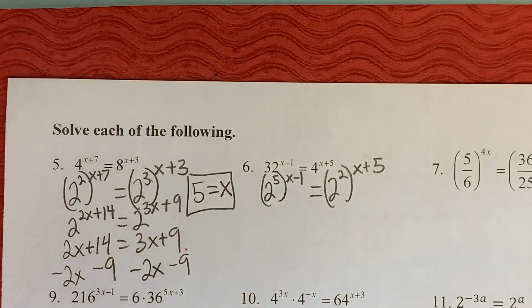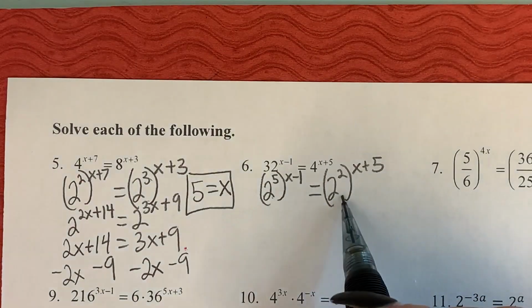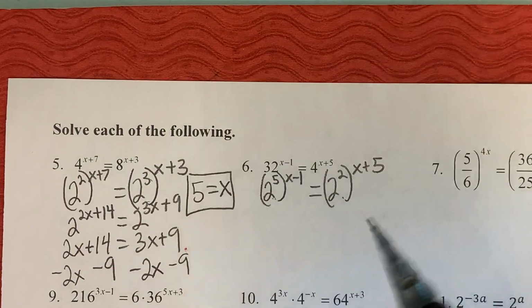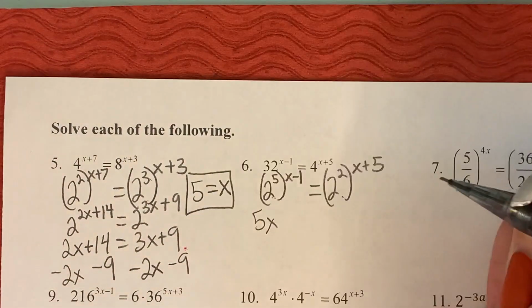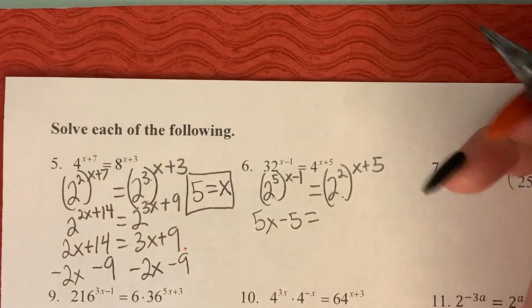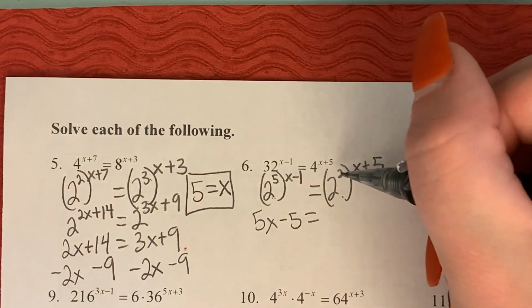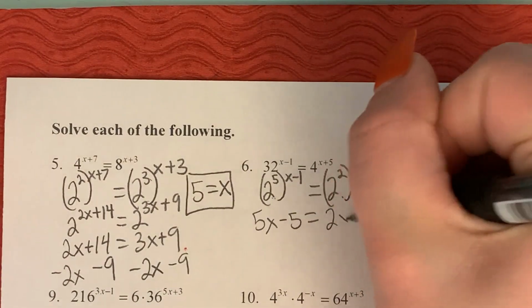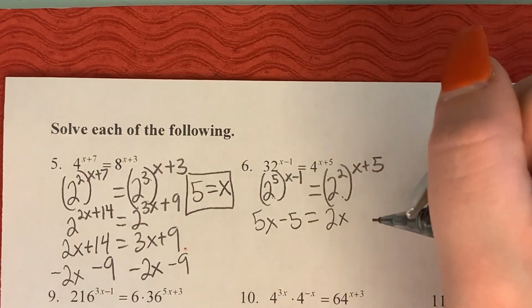Okay, so I'm going to jump to setting my exponents equal in one step, because I know I have my same bases here. So I know I'm going to do 5 times x, which is 5x, and 5 times negative 1, which is negative 5, and that'll be equal to this exponent over here of 2 times x, which is 2x, and 2 times 5, which is 10.